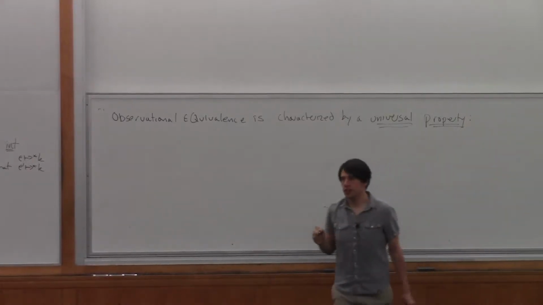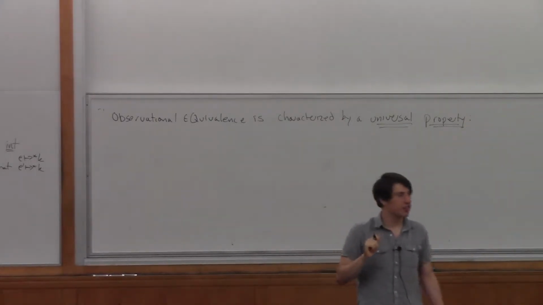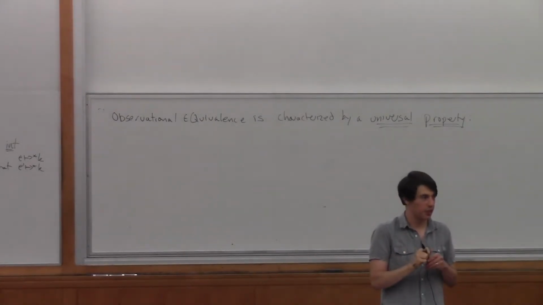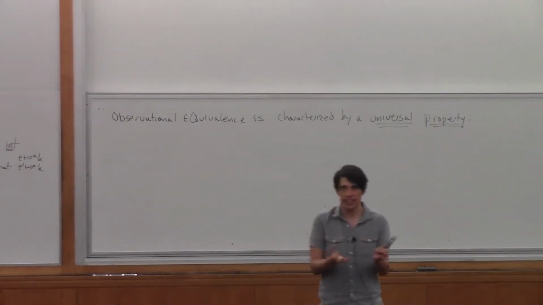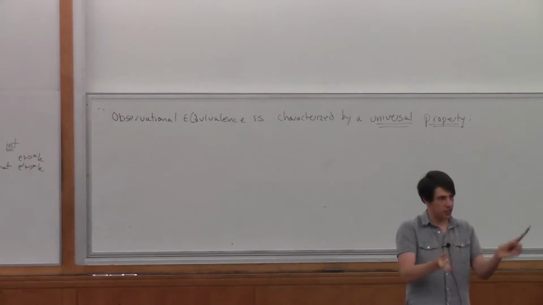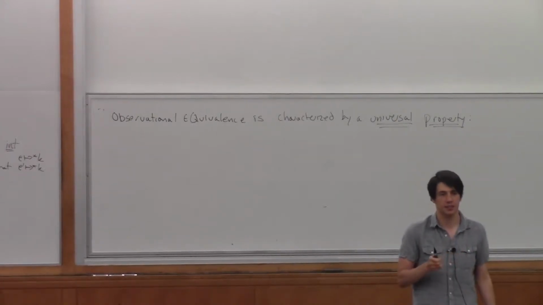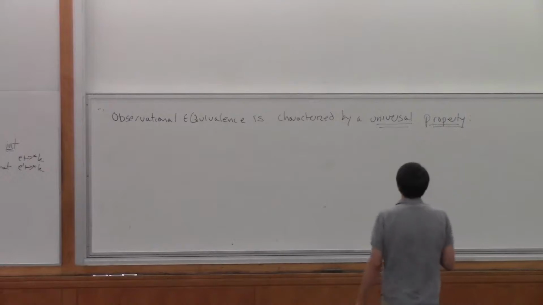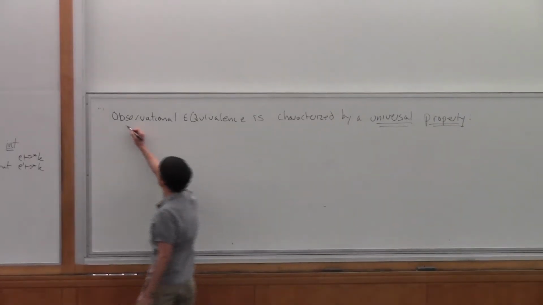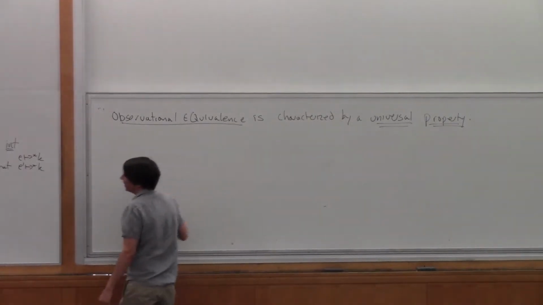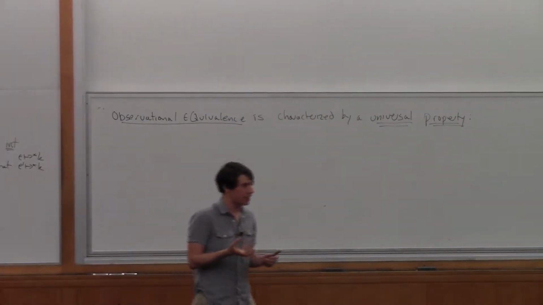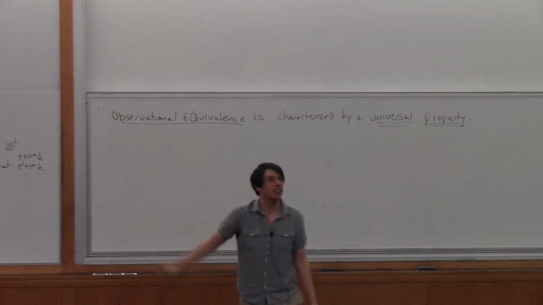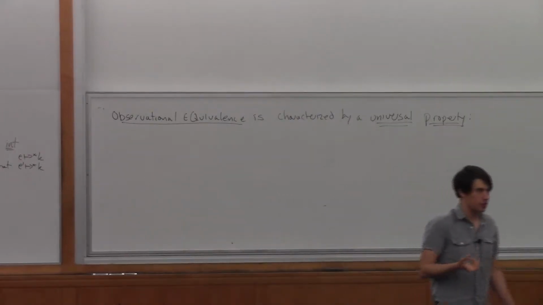So this is foreshadowing something that Ed will talk about in the afternoon, or maybe tomorrow, which is an idea from category theory called universal properties, which is characterizing some class of things by the relationships between the things in that class. Okay? So the idea of observational equivalence being characterized by a universal property is that we can give a more convincing reason why that's a good definition of what it means for two programs to be equivalent.